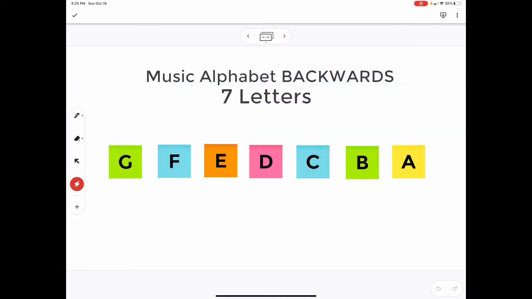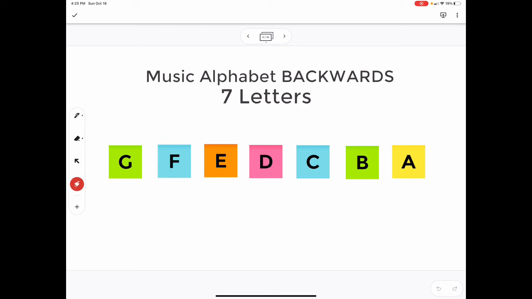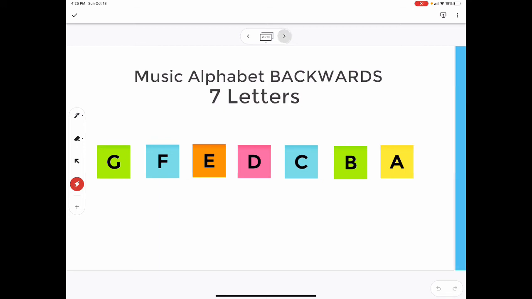The next point would be knowing the musical alphabet backwards. Okay, so music goes up in pitch and it also comes back down in pitch. And when it comes back down in pitch, we're dealing with the alphabet backwards. G, F, E, D, C, B, A. All right, say that with me. G, F, E, D, C, B, A. So I would say practice saying this one backwards. Okay, let's go to the next slide here.